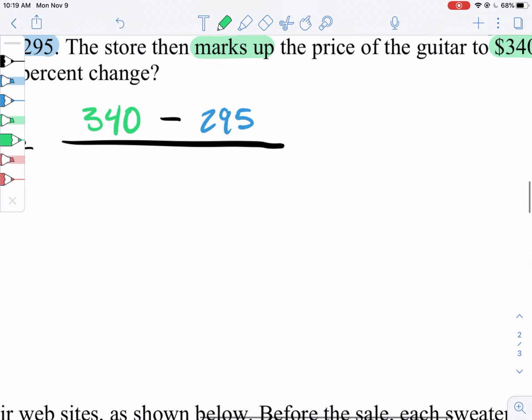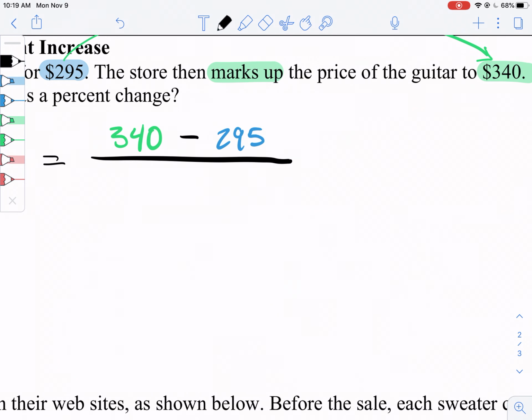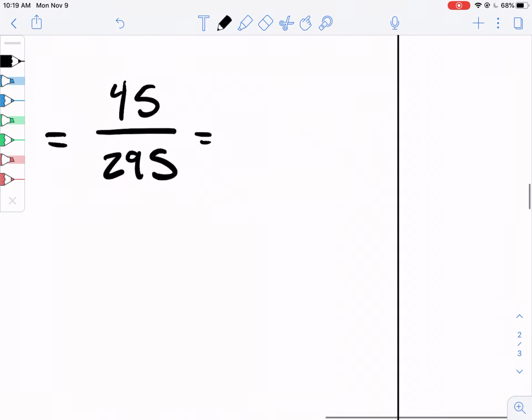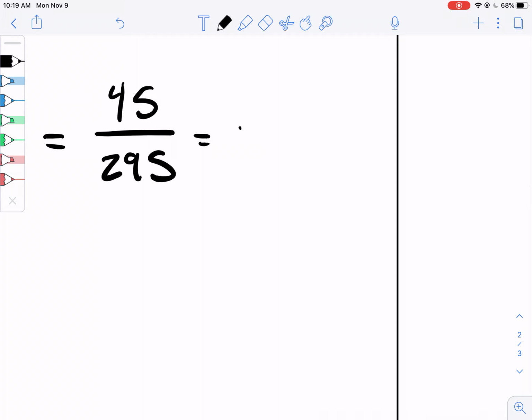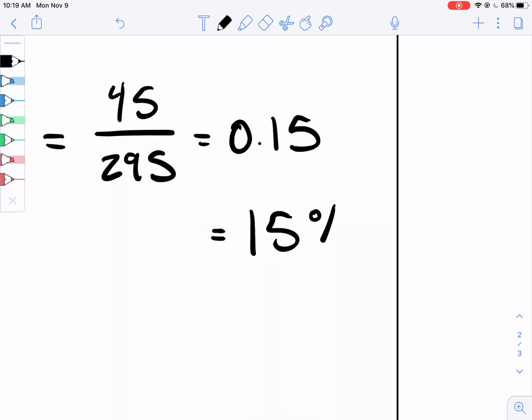So the change there is going to be whatever $340 minus $295 is. It's $45, in case you're wondering. And then the original price was $295. So what we're asking here is, 45 is what percent of $295? You can plug that through your is-over-of calculator, or you can just divide it. That gives you 0.15, which is equal to 15%.